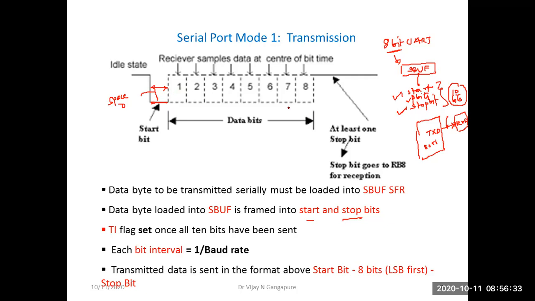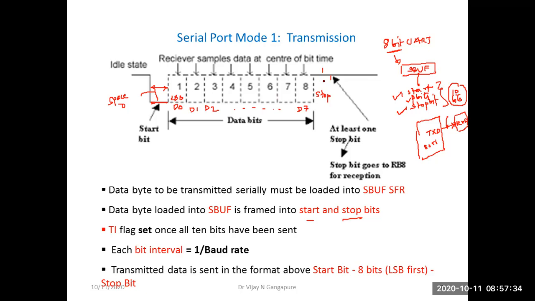Then, out of the 8 bits, the LSB will be outputted first. That is the D0 bit, then D1, then D2, D3, D4, D5, D7. Sorry, it is opposite. After the start bit, this bit will be D0, that is the LSB, then D1, then D2, and so on, and the last will be the D7 bit. So these are the 8 bits of data, and then this is the stop bit.